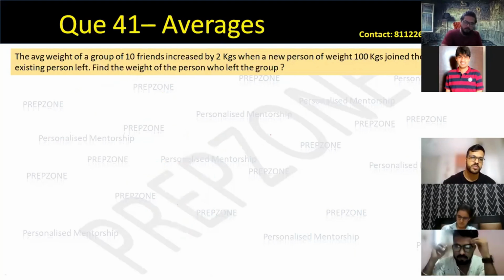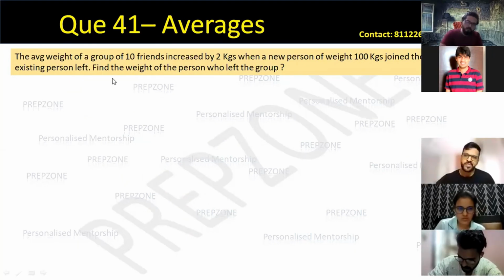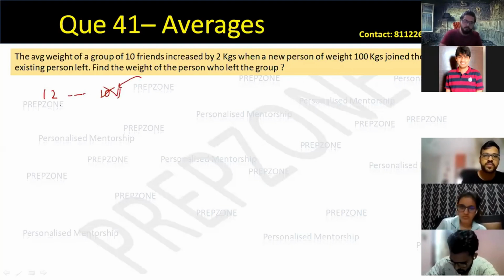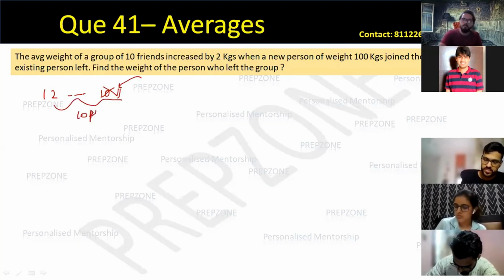Next question. Use the same concept. So see, the average weight of 10 friends increased by 2 kg when a new person of weight 100 kg joined the group and an existing person left, which means initially I had 10. Say the 10th person has now left and a new person has joined. Right, so still I have 10 only. Still I have only 10 people. Okay, and we know that the weight of this new person is 100 kg.